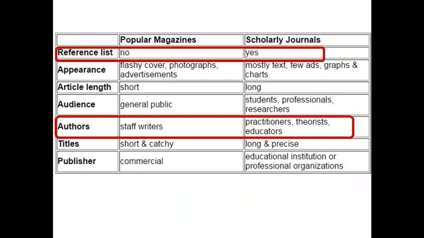Scholarly journals also differ from popular magazines in that their articles are usually written by people working in the field as researchers, faculty, or other professionals. Most importantly, they cite the sources of their information so that fellow researchers and students may verify the information provided.